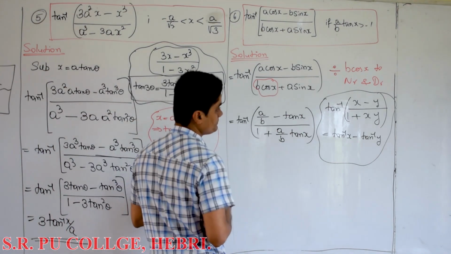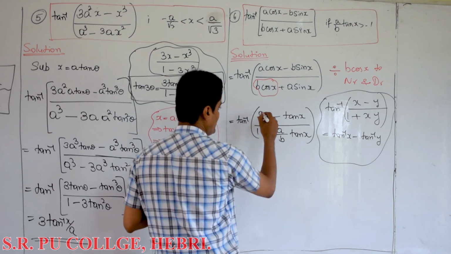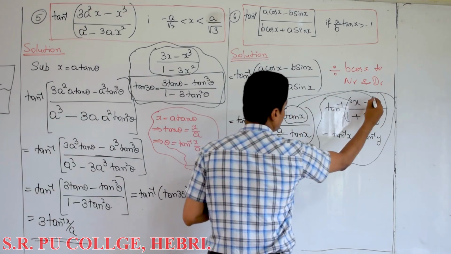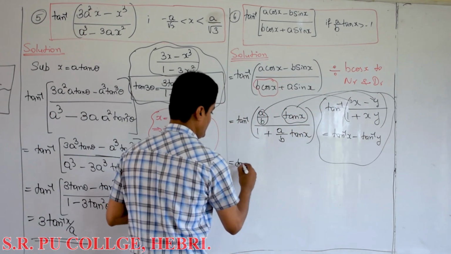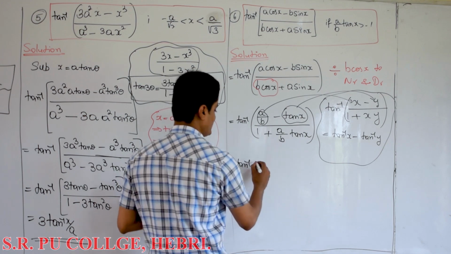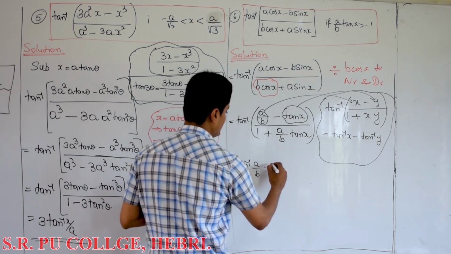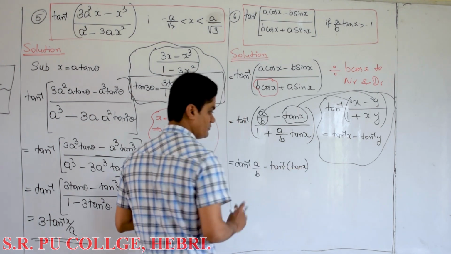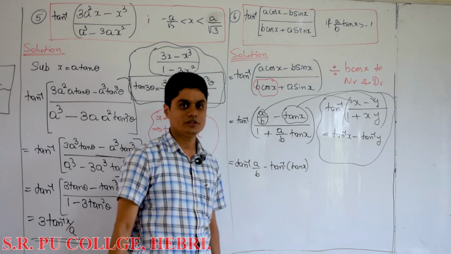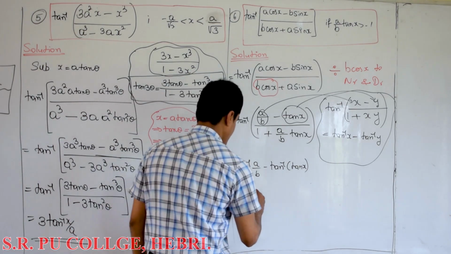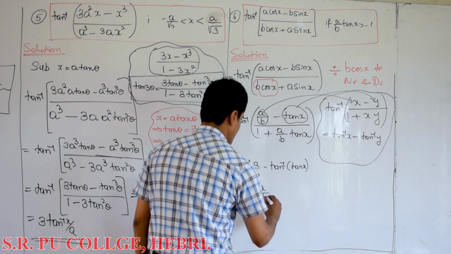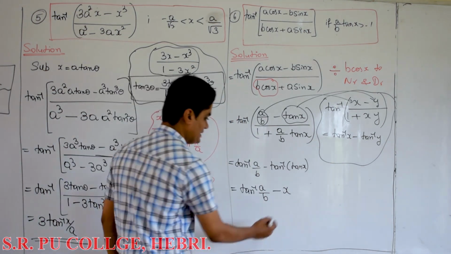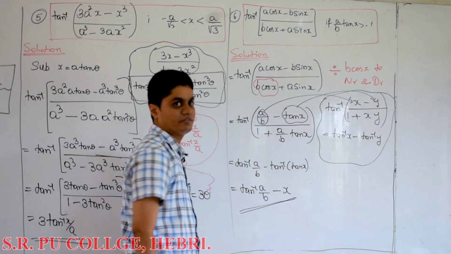So according to this, what is x actually? In the position of x we have a by b, in the position of y we have tan x. So this will be tan inverse of a by b. Remember that: the y position is tan x, the x position is a by b. So this becomes tan inverse of a by b minus tan inverse of tan x, which is nothing but x. So this is the simplest form of the given expression.